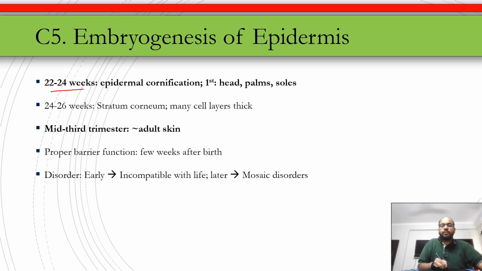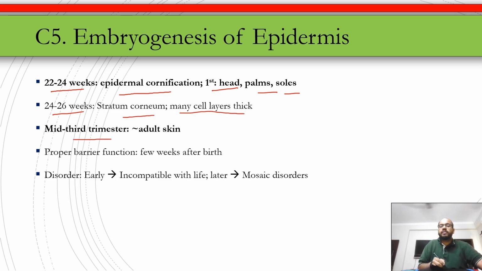At about 22 to 24 weeks, epidermal cornification begins, first on the head, palms, and soles. So these are all pressure-sensitive, thicker areas: scalp, palms, and soles. So cornification starts first in these areas. At 24 to 26 weeks, the stratum corneum is many cell layers thick.